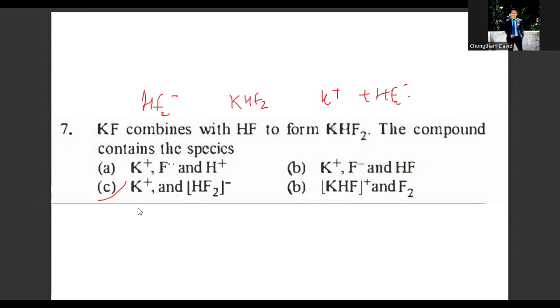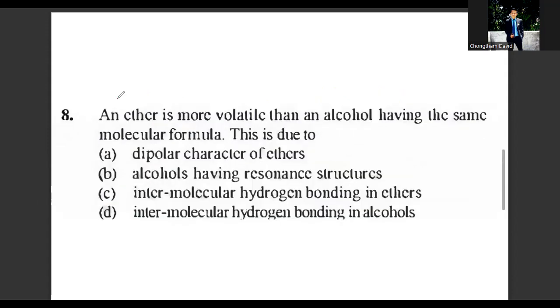Let's read question number 8. An ether is more volatile than an alcohol having the same molecular formula. This is due to the fact that in alcohol, intermolecular hydrogen bonding is possible, whereas in the case of ether it is not possible. So D, intermolecular hydrogen bonding in alcohols. So option D would be the correct answer for question number 8.